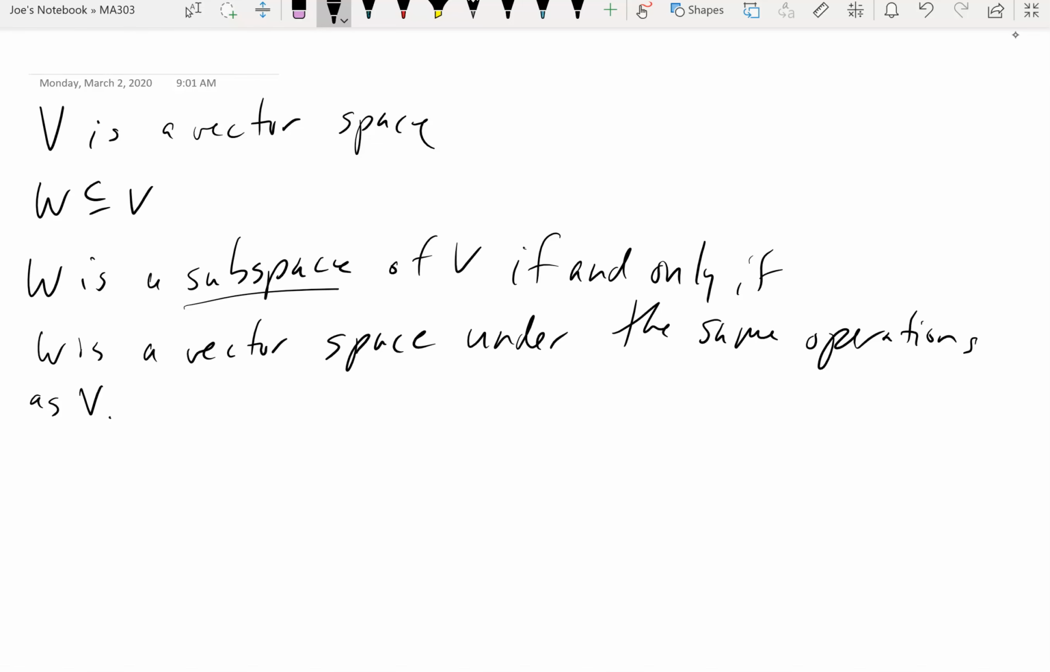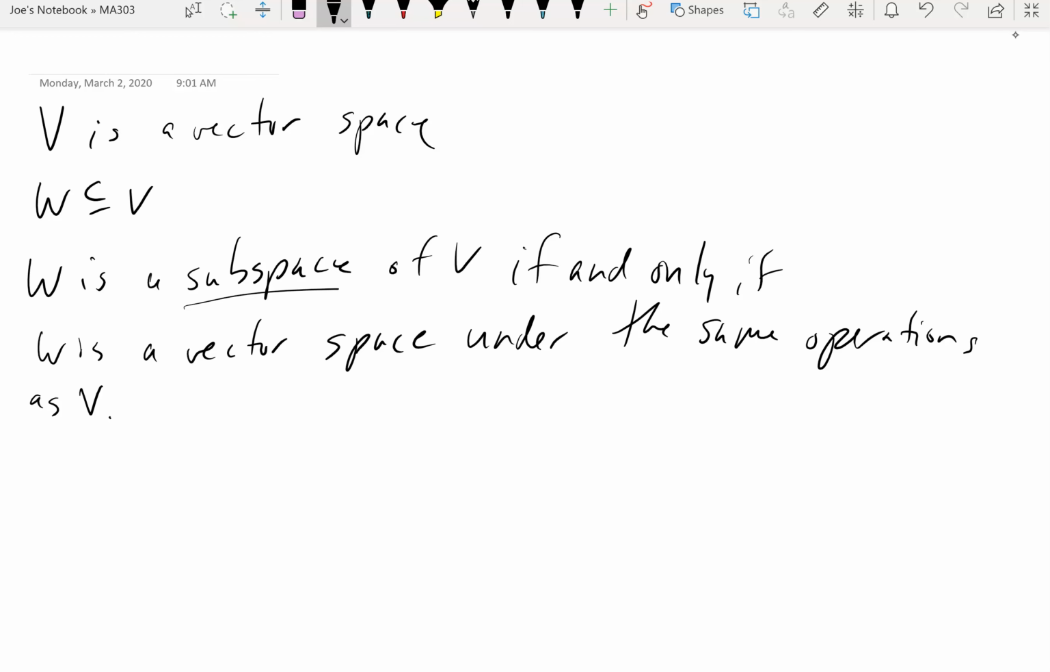What we have to worry about is the closure idea. I know that when I operate two vectors together in V, add them together, it lands back in V. What I don't know is if I start with two vectors in W and add them together, whether I land back in W. I know that when I take two vectors in W and add them together, they have to land back in V, because V is a vector space. We're trying to see if a smaller piece of it also ends up being a vector space.